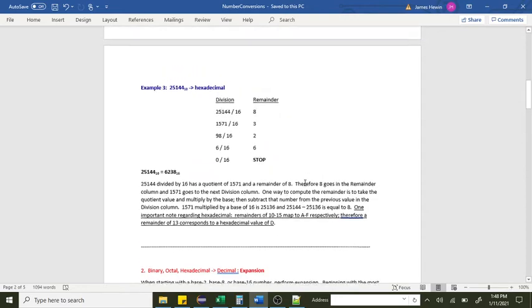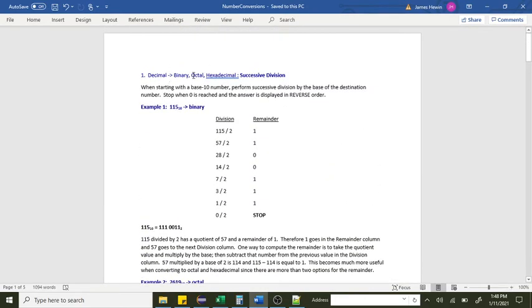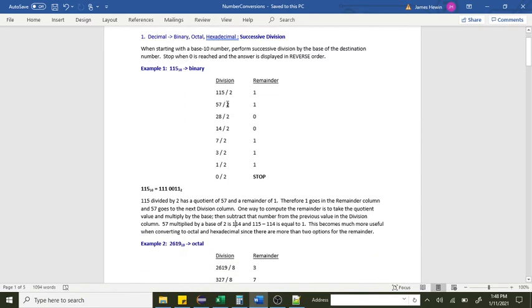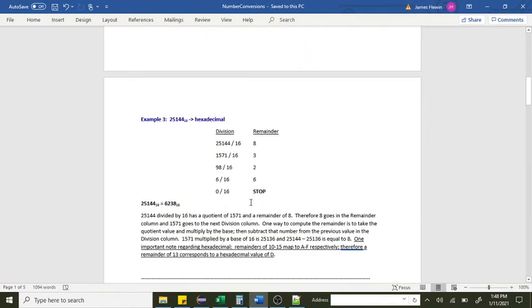Okay, so that's how we do it when we're going from a decimal number. We want to go to one of the other 3 bases. We do what's called successive division. And so that's what I've shown here with these examples. All right, how about the other way?